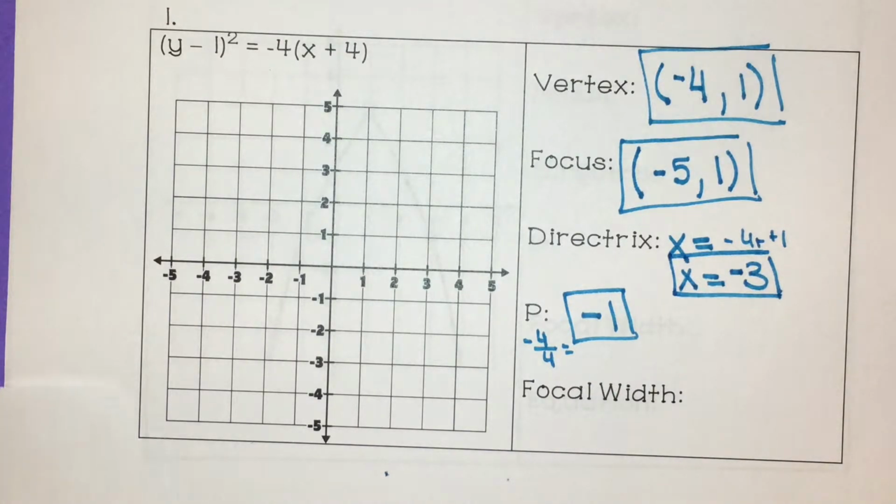And our focal width, absolute value of 4 times the p-value, which is negative 1. 4 times negative 1 is negative 4. Absolute value of negative 4 is positive 4.